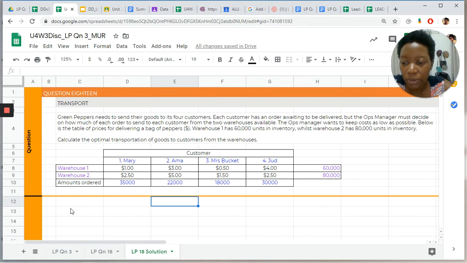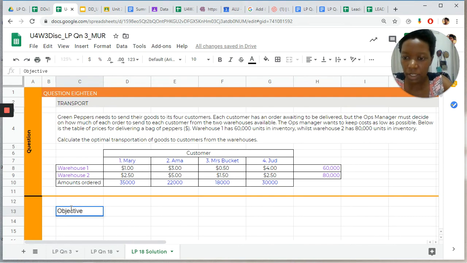And if you think about what you would be trying to do here, ultimately, if you're the transport person and you want to calculate the optimal transportation of goods to customers from the warehouses, because we're looking at costs in this table, we want to minimize the cost of delivery to all customers.